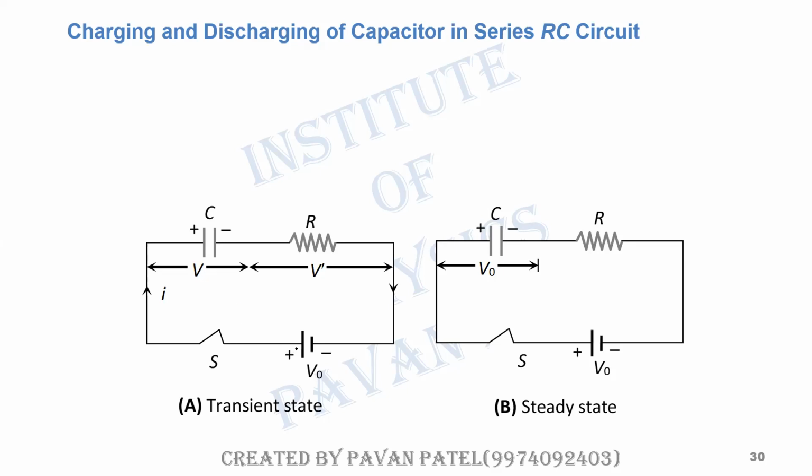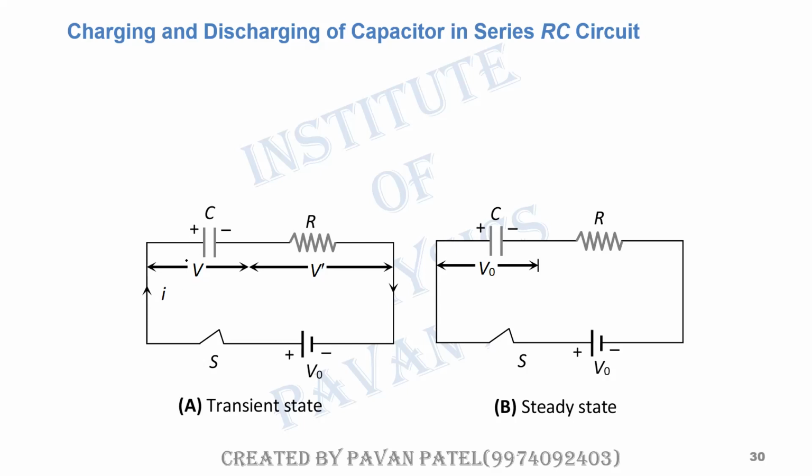You can see here that this is a battery connected. The positive terminal is connected with the switch, and that is connected with the capacitor. The capacitor is connected with the resistance in series. If the voltage of the battery is V0, the voltage across the capacitor is V, the voltage across the resistance is V dash, and the current is I. This I is an instantaneous current. Remember that the value of current will continuously change till the capacitor is charged.